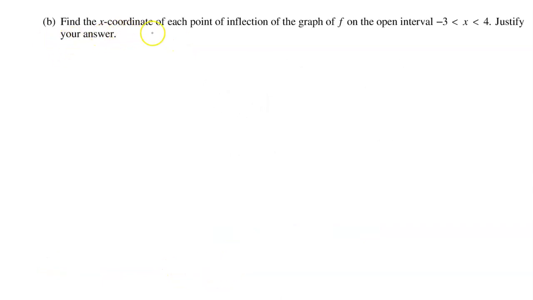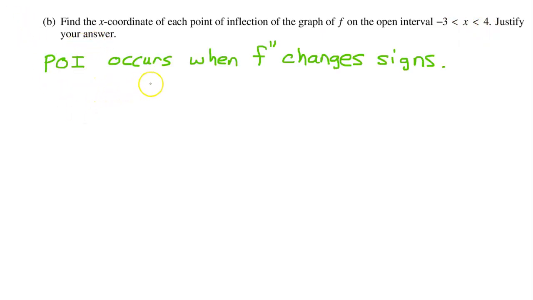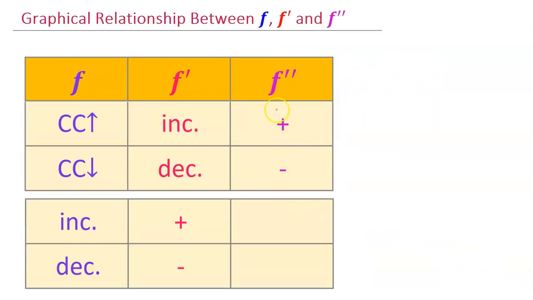Part B. Find the x-coordinate of each point of inflection of the graph of f on the open interval from -3 to 4. Justify your answer. We know that a point of inflection occurs when f double prime changes signs. However, we have the graph of f prime, not f double prime, so we need to use the graphical relationships between f prime and f double prime to understand that if f double prime changes signs, that means that f prime will change directions, either from increasing to decreasing or from decreasing to increasing.